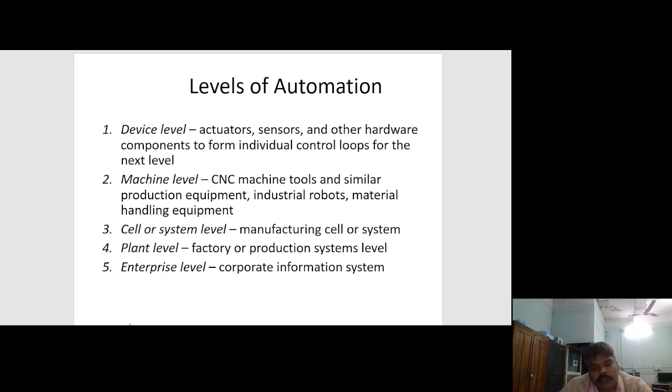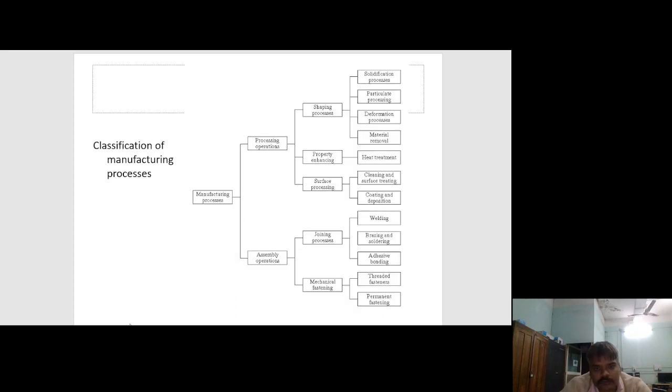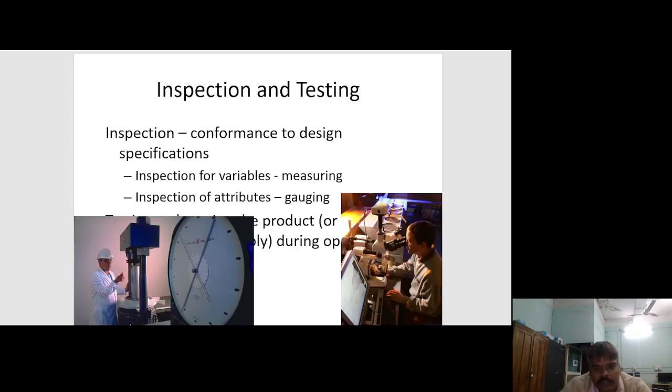Device level: actuators, sensors and other hardware components to form individual control loops for the next level. Machine level: CNC machine tool and similar production systems, industrial robots, material handling equipment. Cell or system level: manufacturing cell or system. Plant level: factory or production system level. Enterprise level: corporate information system. This is the level of automation.